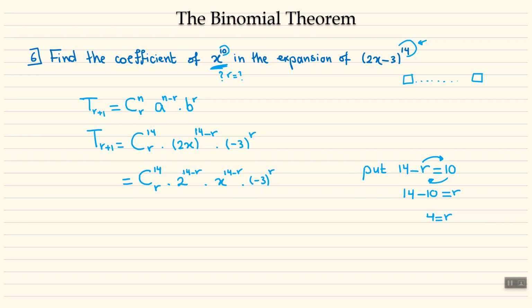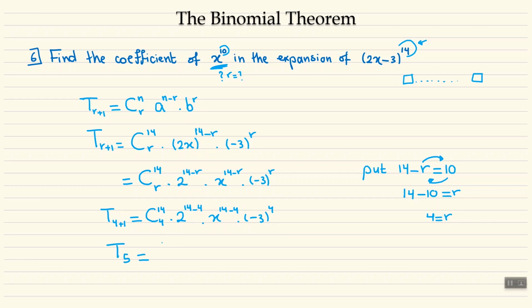So we found r. If we find r, we can substitute here. So this is T4 plus 1, which is T5, equals combination 14 and 4, times 2 to the power of 14 minus 4, x to the power of 14 minus 4, and negative 3 to the power of 4. Okay, so we found everything. Now we can find the term and then find the coefficient. So this is T5.